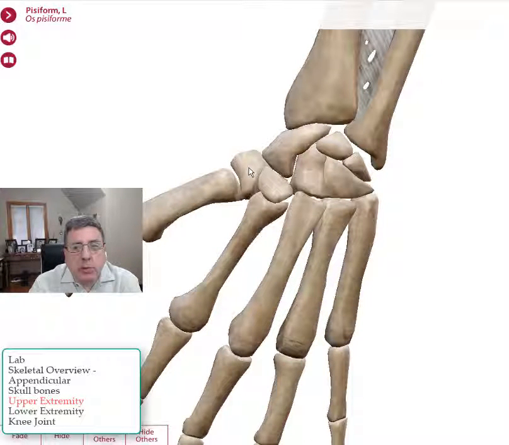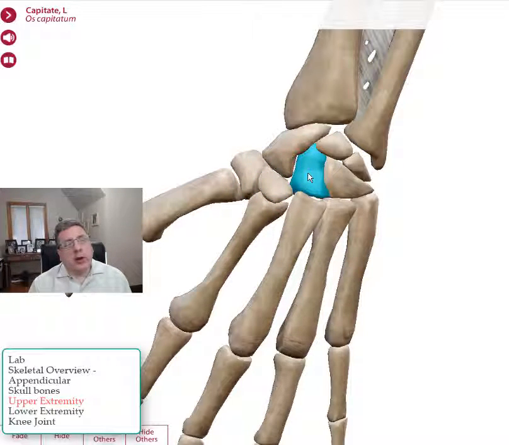Then we're going to be dealing with the trapezium, which is this one. And this is going to be the trapezoid. Capitate. Capitate is the one kind of in the center of your wrist, and that's the largest carpal bone. The scaphoid bone is the largest of your proximal row. Capitate is the largest carpal bone, and it's in the center of your wrist. And far out, this is going to be the hamate.